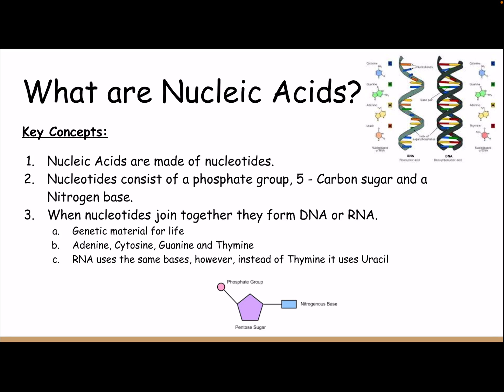So just to recap, we have four major macromolecules. We have carbohydrates. Carbohydrates' main function is short-term energy storage, okay? If we're thinking about the monomer and the polymer of a carbohydrate, the monomer is a monosaccharide. The polymer is a polysaccharide.